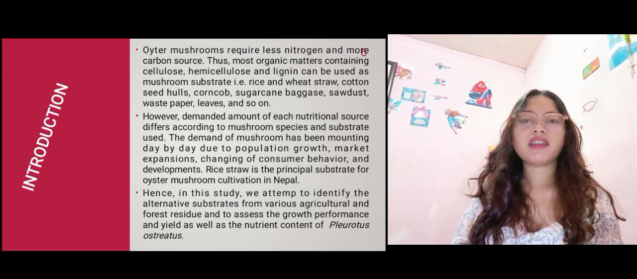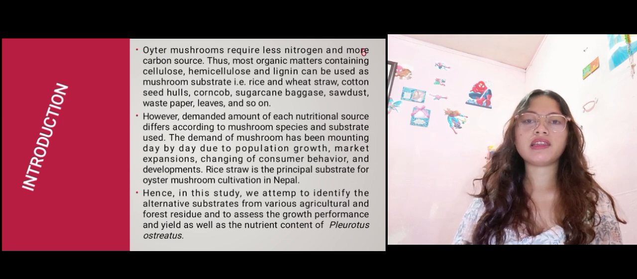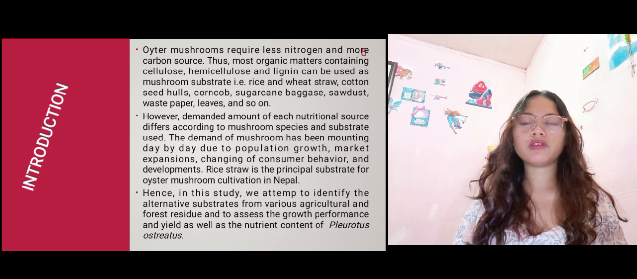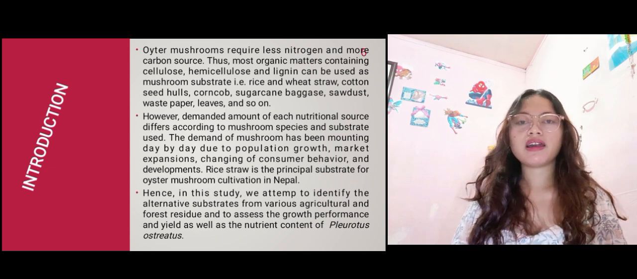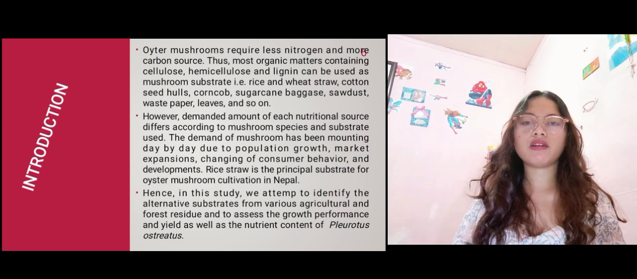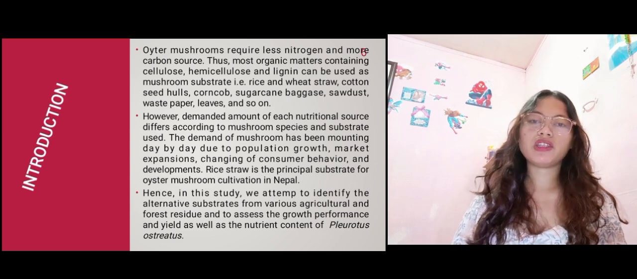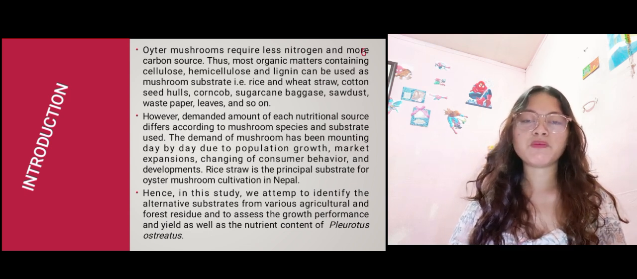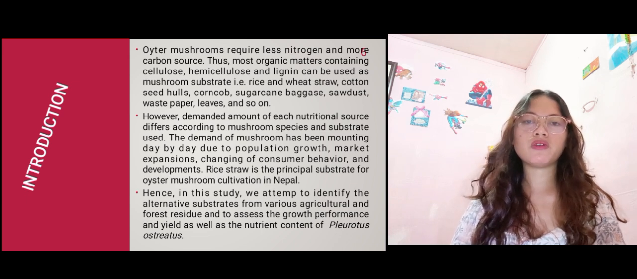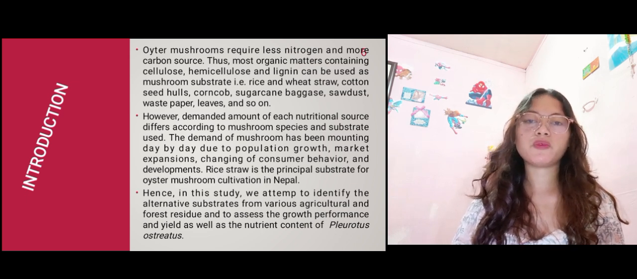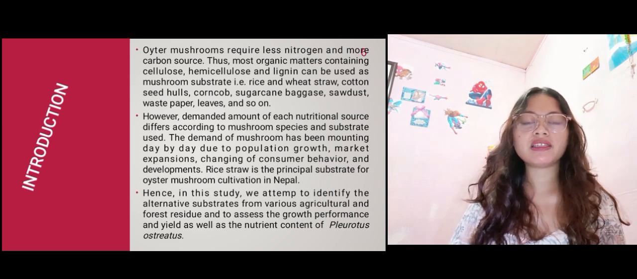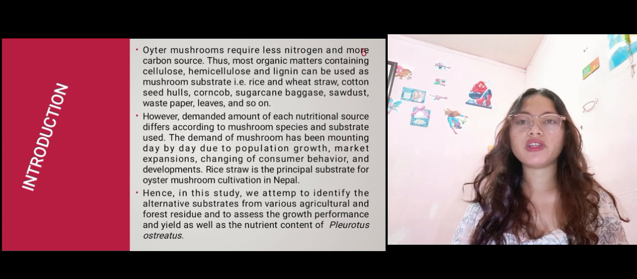Oyster mushrooms require less nitrogen and more carbon source. Thus, most organic matters containing cellulose, hemicellulose, and lignin can be used as mushroom substrate, that is, rice and wheat straw, cotton seed hulls, corn cob, sugarcane bagasse, sawdust, waste paper, leaves, and so on. However, the demanded amount of each nutritional source differs according to mushroom species and substrate used. The demand for mushroom has been mounting day by day due to population growth, market expansions, changing of consumer behavior, and developments. Rice straw is the principal substrate for oyster mushroom cultivation in Nepal.